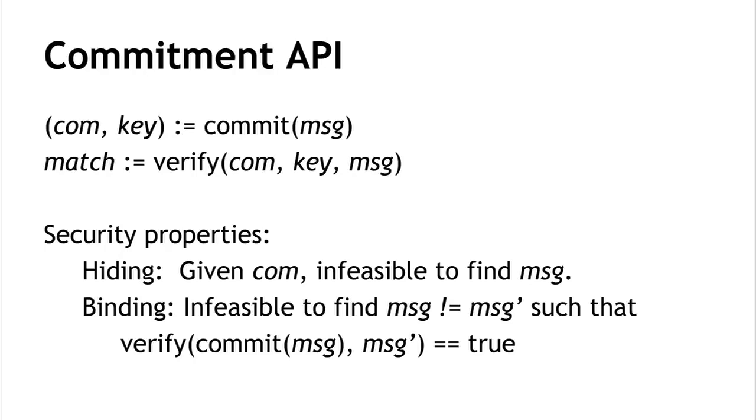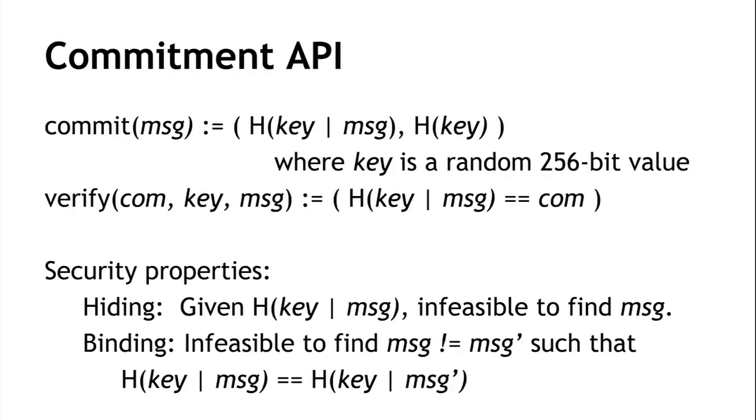Okay, so how do we know that these two properties hold? Well, first we need to talk about how we're going to actually implement commitments. And the way we're going to implement commitments is like this. In order to commit to a value message, we're going to generate a random 256-bit value and call it the key. And then we're going to, as the commitment, return the hash of the key concatenated together with the message. And as the key value, we're going to return the key.